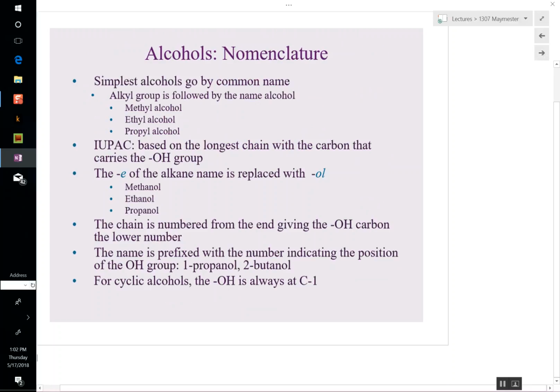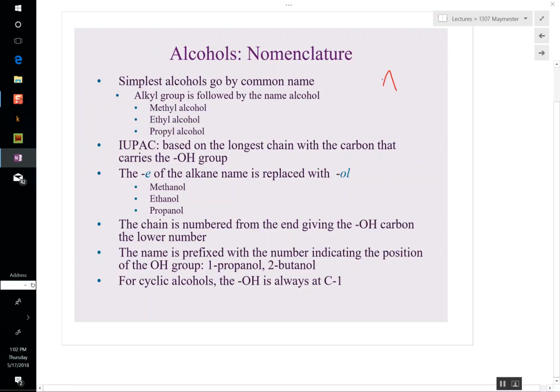Nomenclature. Okay, let's get into how do we name alcohols. Simplest alcohols go by common names: methyl alcohol, ethyl alcohol, propyl. The IUPAC name is to take, so that's a common name, methyl alcohol. The IUPAC name is to take methane and drop the E and add OL. Where are we getting the OL? We're getting the OL right here from the word alcohol.